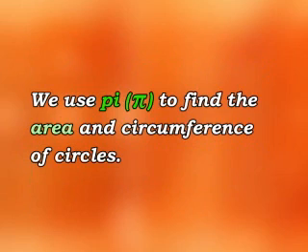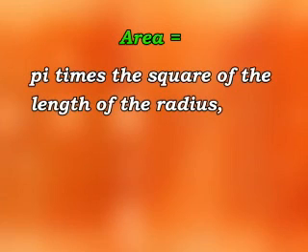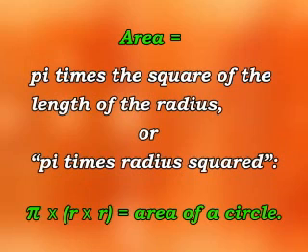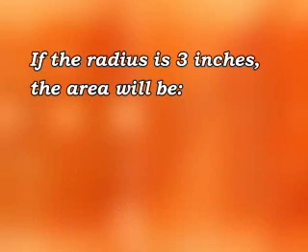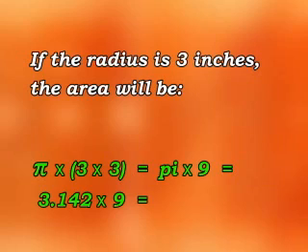We use pi to find the area and circumference of circles. Area equals pi times the square of the length of the radius, or pi times radius squared. That's pi times radius squared equals the area of a circle. If the radius is 3 inches, the area will be pi times 3 times 3. That's pi times 9. That's 3.142 times 9, which is 28.278.